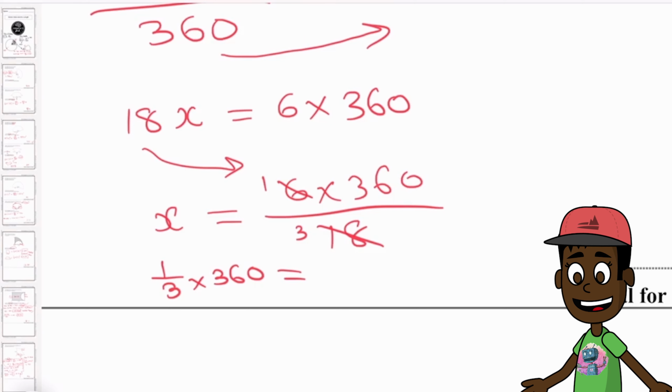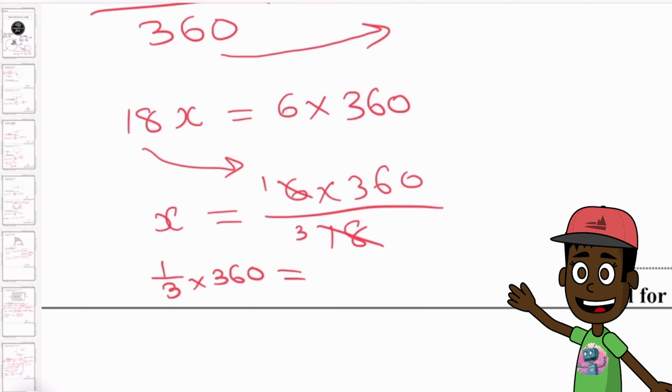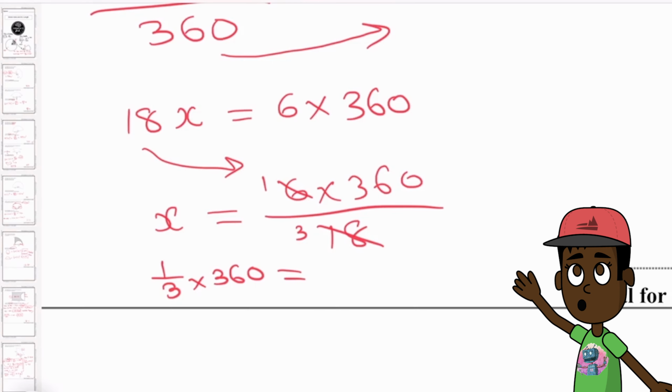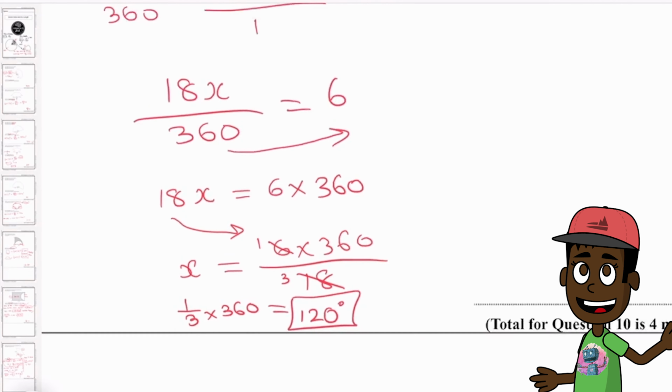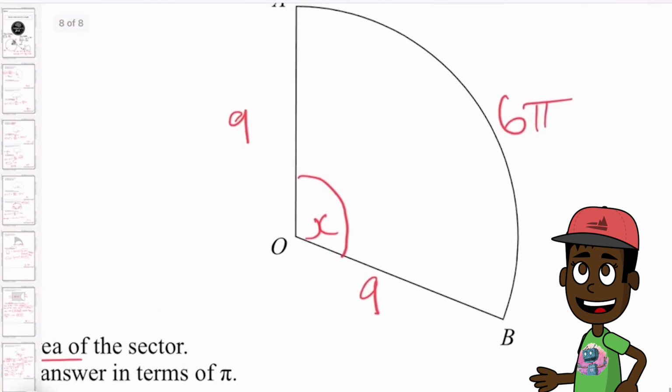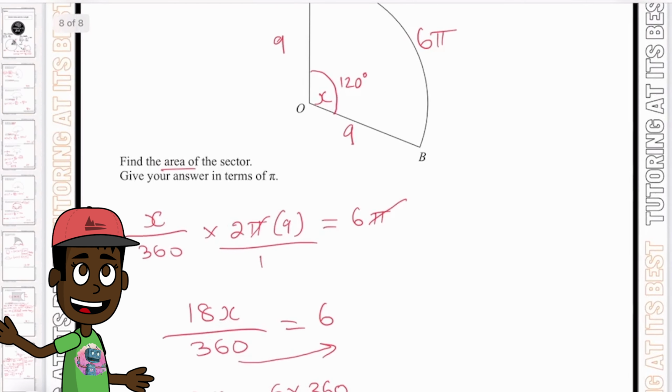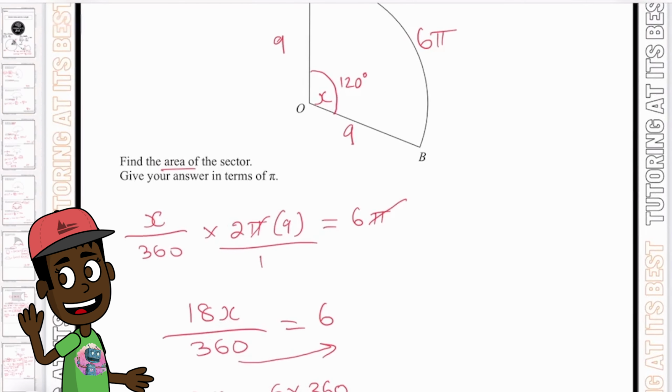And if you remember the first question, we had a two-step method when we're working out fractions of an amount. We divide by the denominator and times by the numerator. So 360 divided by 3 is 120, times 1 gives you the same answer. So we now have 120 degrees. Now we know our angle is 120 degrees. Let's go ahead and work out the area. So we will now have 120 over 360 times pi r squared, which was 9, and there we are.